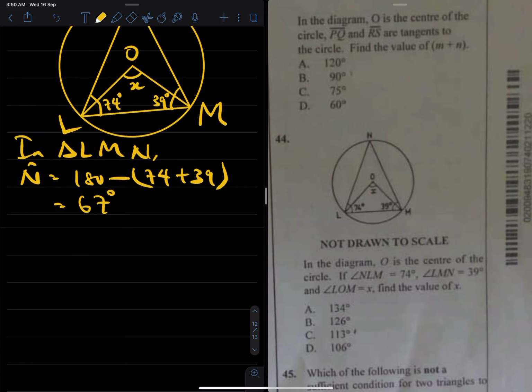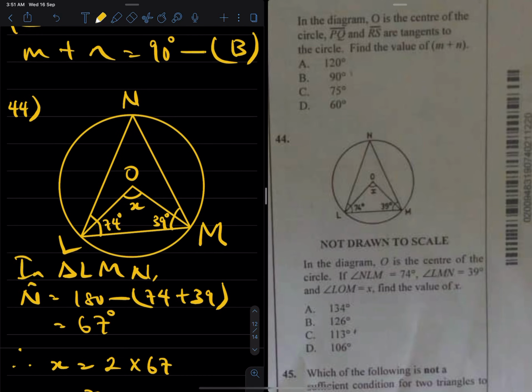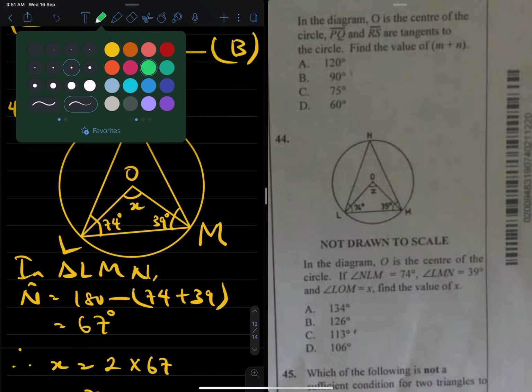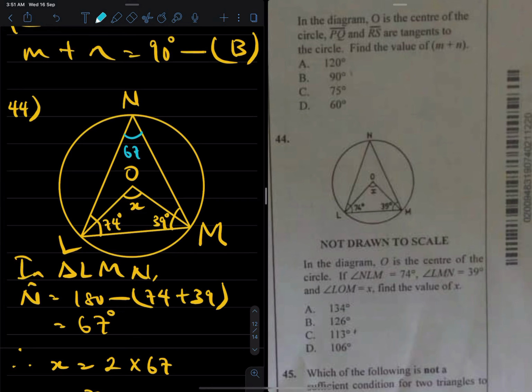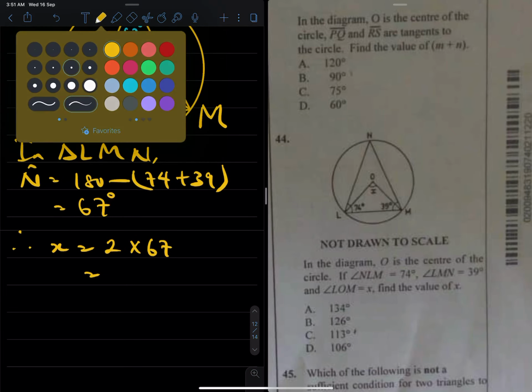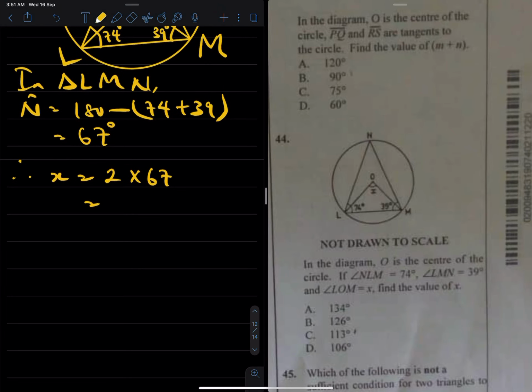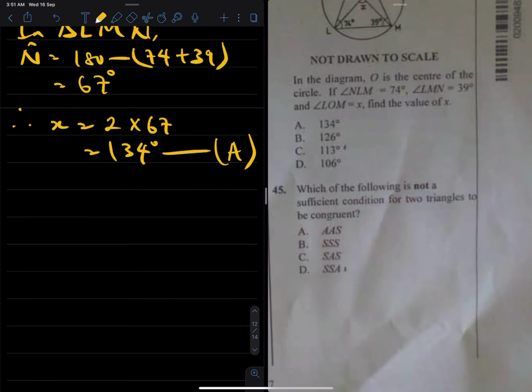So therefore X equals 2 times 67. If this is 67 degrees, that simply means X is twice that. Angle at center equals twice angle at circumference, and that's 134 degrees. And the correct option is A. Now to the next, 45.